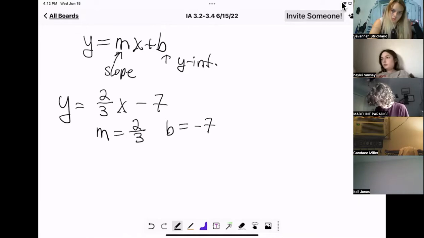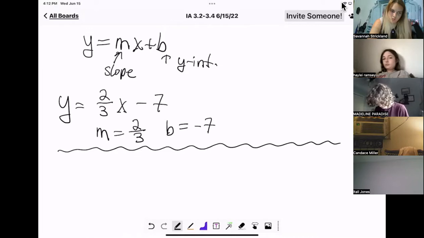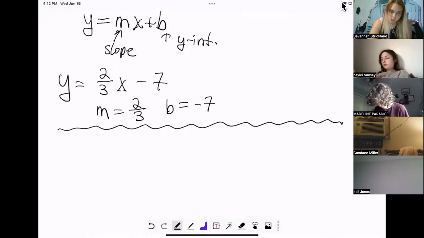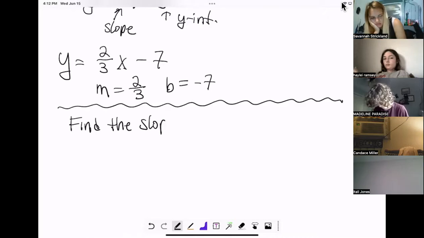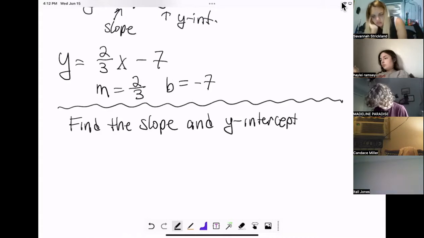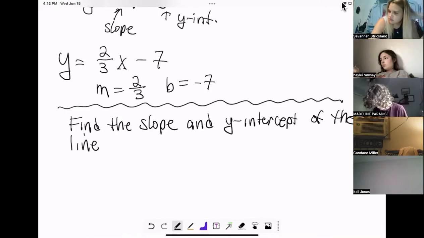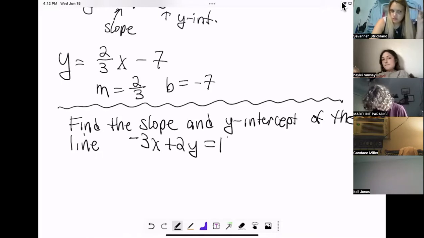But not all equations come in y equals mx plus b. So this is sort of a review too, how you do an equation like this. Find the slope and y-intercept of the line -3x plus 2y is equal to 11.